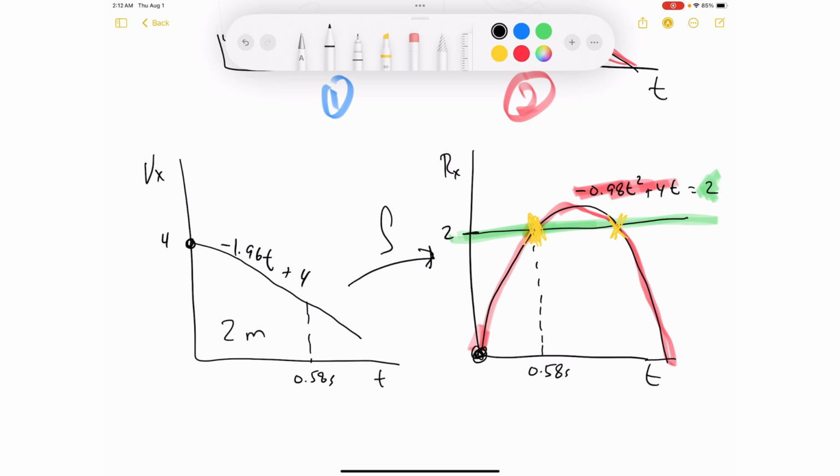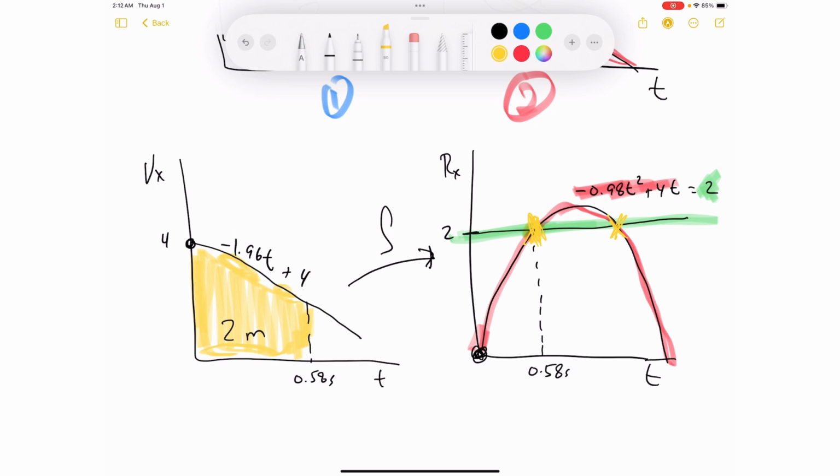All right, so that's cool. You can see here, let me just color this in. This area from here to here is 2 meters. That is 2 meters, because if you do negative 1.96t plus 4, that function, from time equals 0 to 0.58 seconds, you'll get 2 meters. Okay?